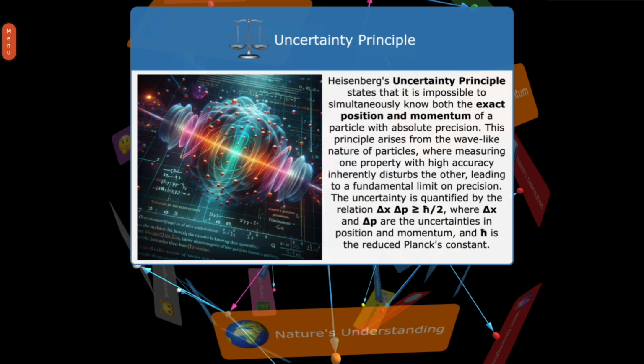Heisenberg's uncertainty principle states that it is impossible to simultaneously know both the exact position and momentum of a particle with absolute precision. This principle arises from the wave-like nature of particles, where measuring one property with high accuracy inherently disturbs the other, leading to a fundamental limit on precision. The uncertainty is quantified by the relation Δx Δp ≥ ħ/2, where Δx and Δp are the uncertainties in position and momentum, and ħ is the reduced Planck's constant.